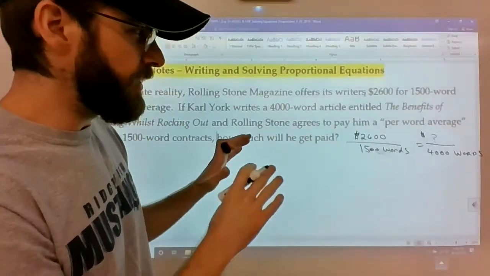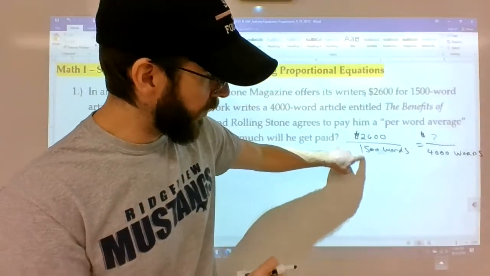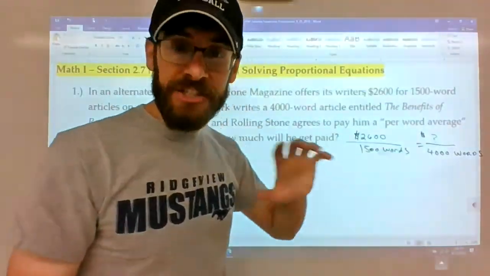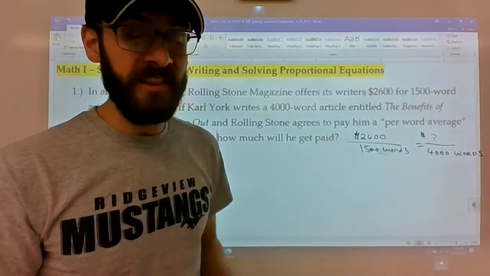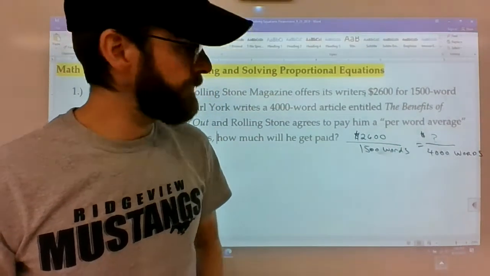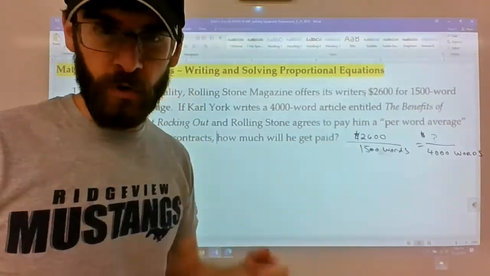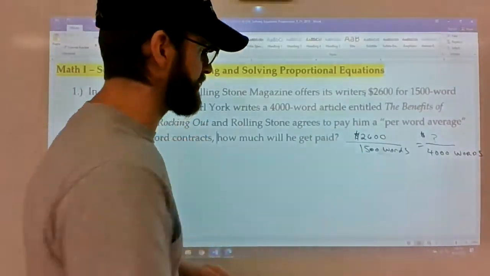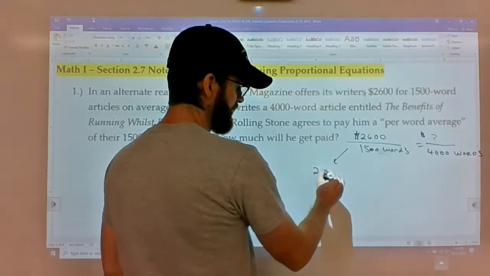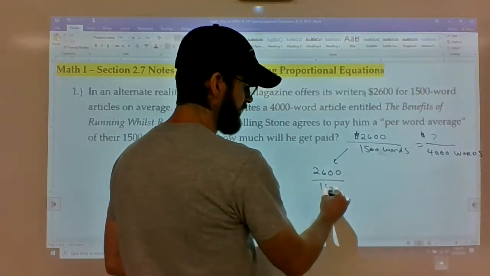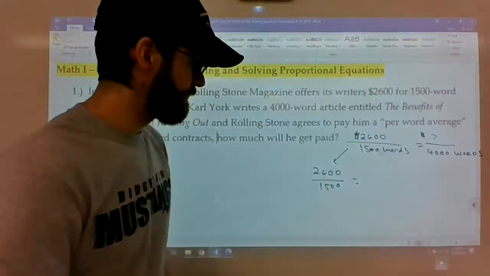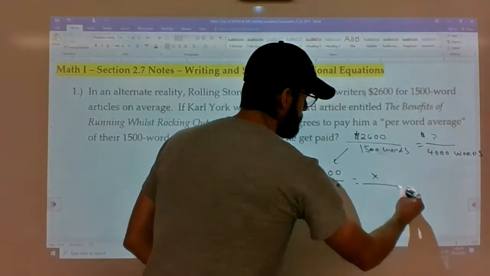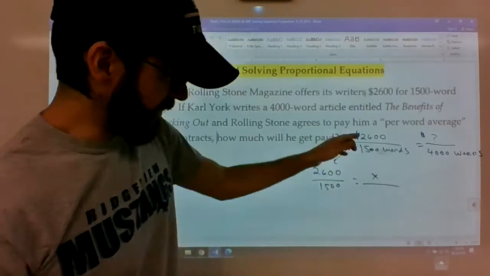Notice that I have dollars over words equals dollars over words. I just need to make sure that connection is consistent on both the left and right hand side of that equation. So I'm going to get rid of the dollars and the words to just solve it with the numbers themselves. So 2,600 over 1,500 is equal to, let's just make this unknown x, over 4,000.